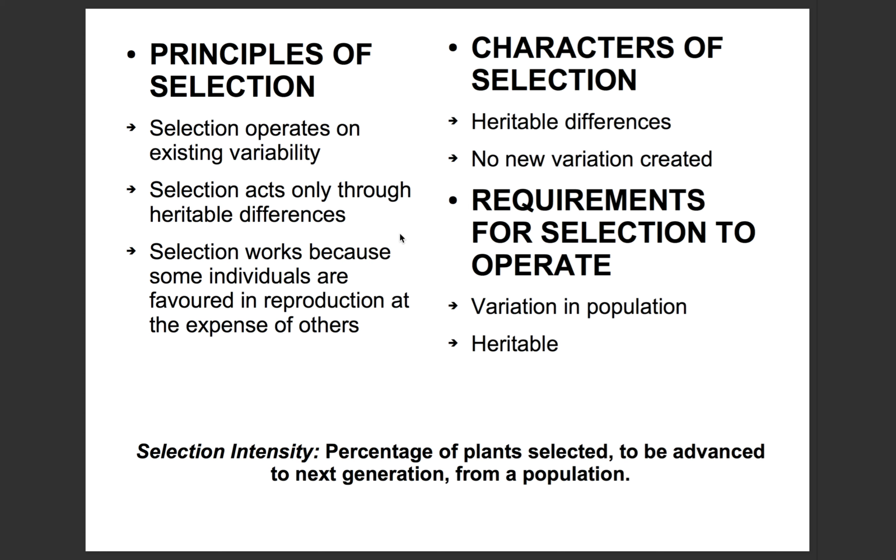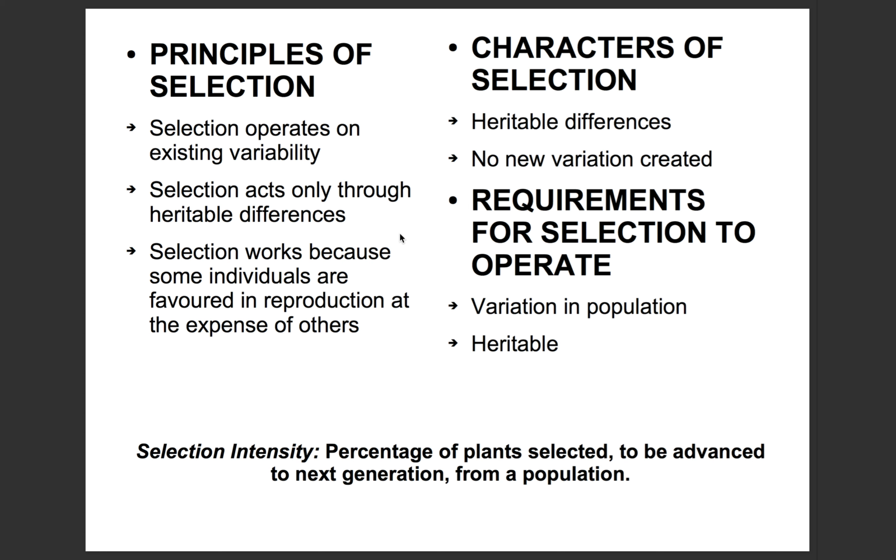And the second principle is that selection acts only through heritable differences. Hence, the variation among individuals to be selected must be genetic in nature since it is the genetic variation that tends to close the gap between phenotype and genotype. Environmental variability cannot be of any use under selection. That is, it is the genetic variation which actually passes on from one generation to another generation.